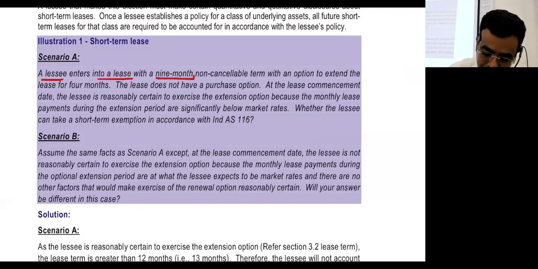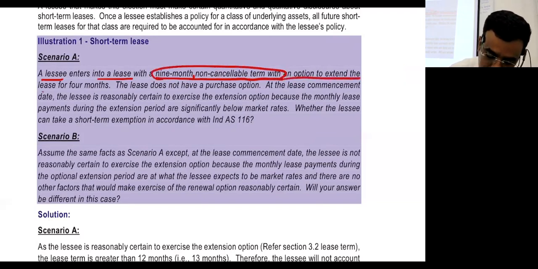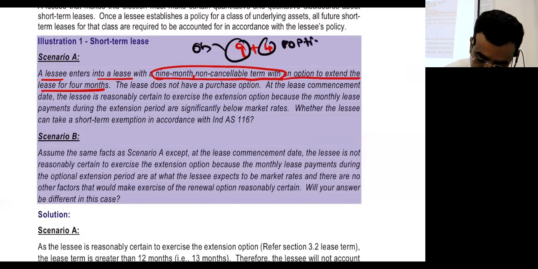Scenario A: A lessee enters into a lease with 9 months non-cancelable term with an option to extend the lease for 4 months. 9 plus 4. 9 months becomes obligation. This becomes option. Yes or no? The lease does not have purchase option.